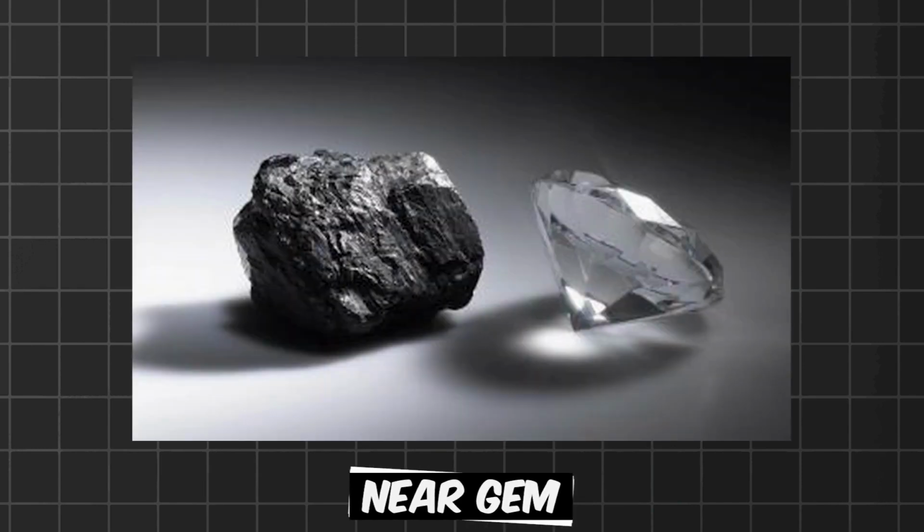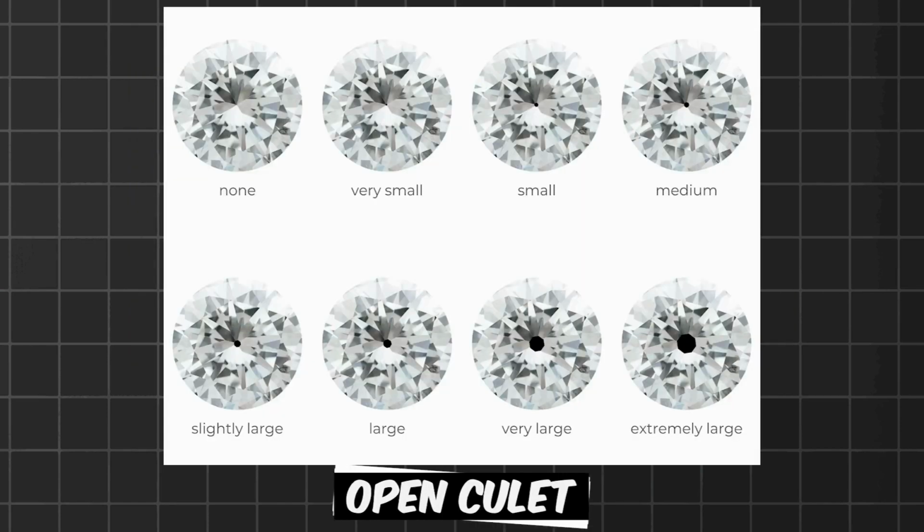Near gem, a quality of rough diamonds lying between the gem category and the industrial purpose category. This stone can be used either as a gemstone or as an industrial purpose stone depending upon the demand of the market. Open cullet, a cullet that is usually much larger than the normal size a cullet should be.